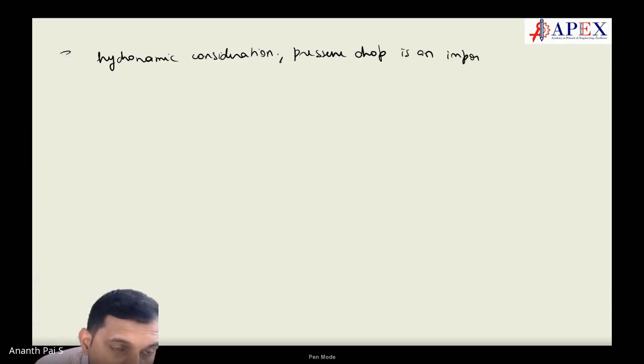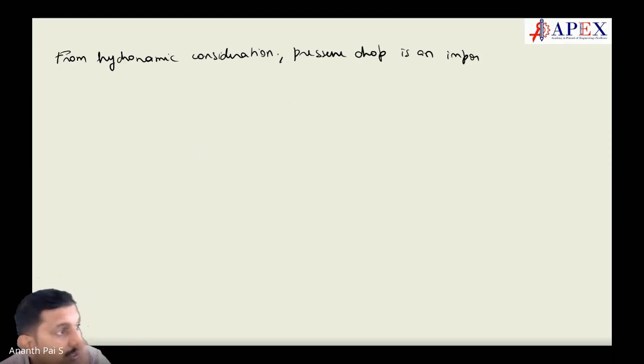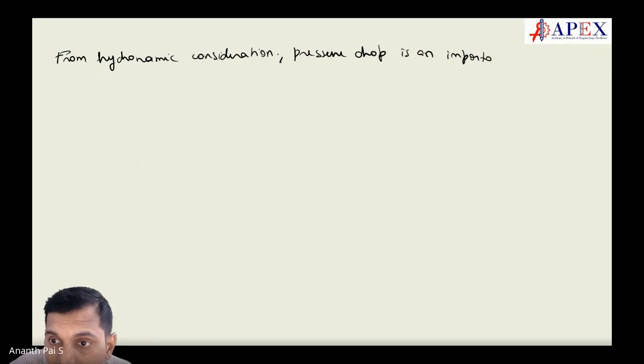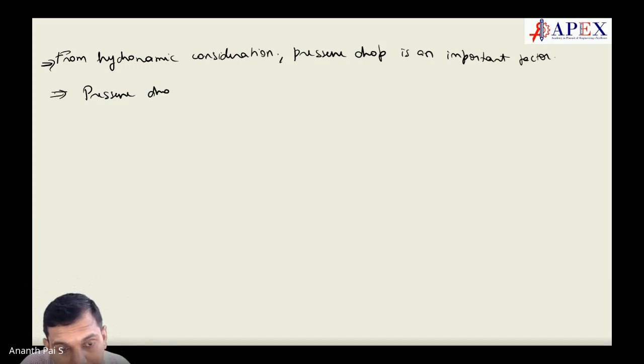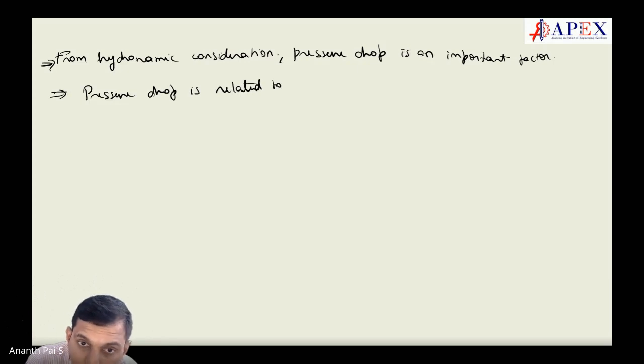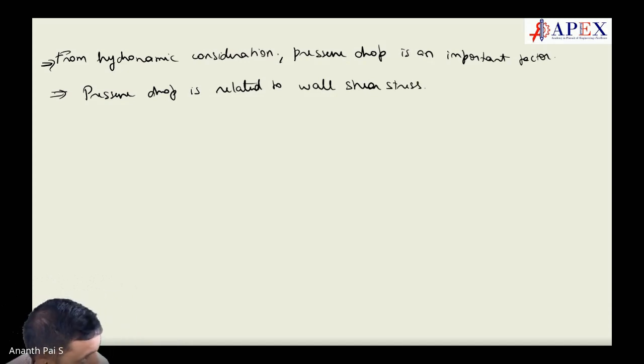From hydrodynamic consideration, pressure drop is an important factor. Correct? Pressure drop is an important factor in this one. Pressure drop is related to wall shear stress. Correct? Pressure drop is related to wall shear stress.